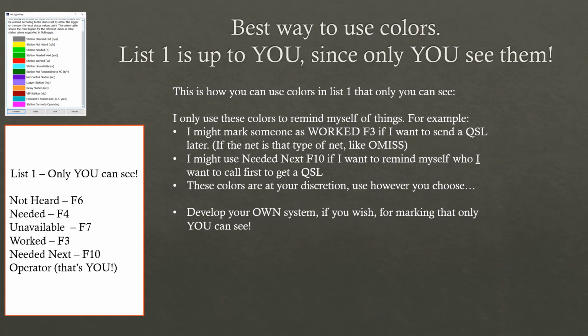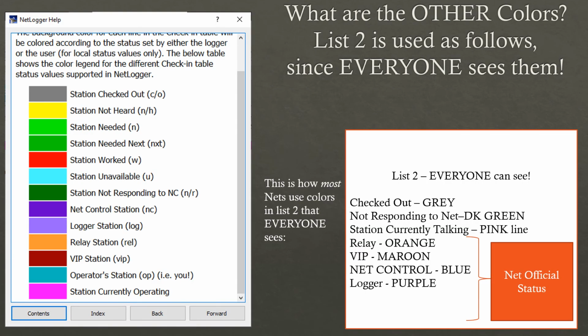You can develop your own system if you wish for marking that only you can see. So nothing that you do with these colors will affect anybody else on the net. Now, the second list of colors are used as follows generally by most regular nets on NetLogger. These colors can only be given to a line by official loggers or net control stations. And this is how generally they are used for most nets.